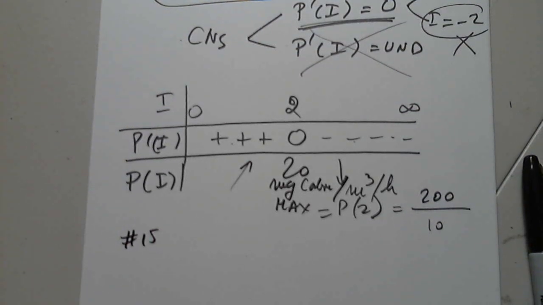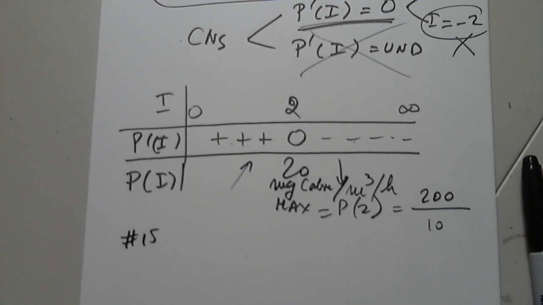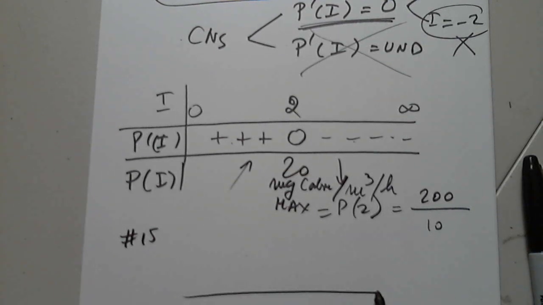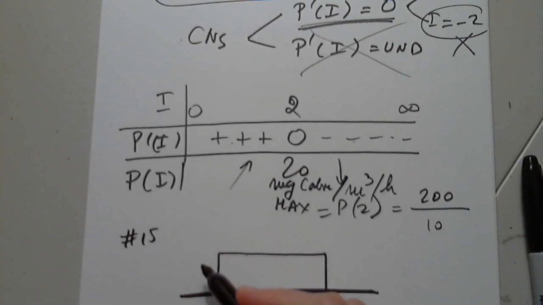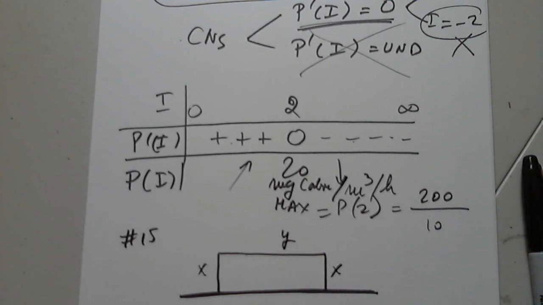So let's read it. A farmer wants to fence in a rectangular plot of land adjacent to the north wall of his barn. Okay, so here's the wall of his barn, and he wants to fence in a rectangular plot of land adjacent. Okay, rectangular, x, x, y.